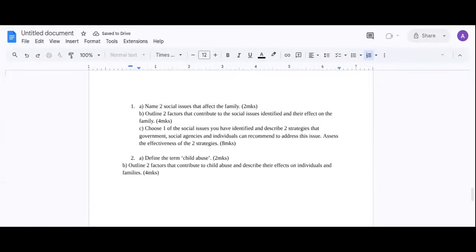Is name two social issues that affect the family. All social issues affect the family, so you can put any two, 1 mark each.